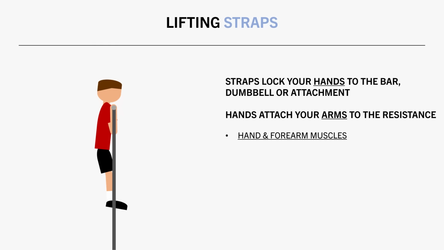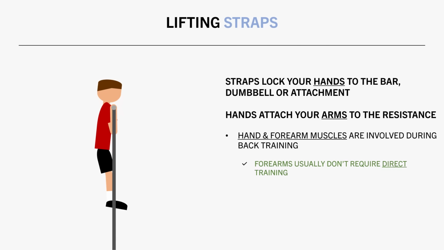Even though we aren't really trying to train our hand or forearm muscles, they will get fatigued and trained to some extent. And this isn't necessarily an issue. If anything, it's a good thing because it means we don't need to perform direct forearm training. However, it can be problematic if our grip limits our performance before the target muscle of the exercise, which is the back in this case.